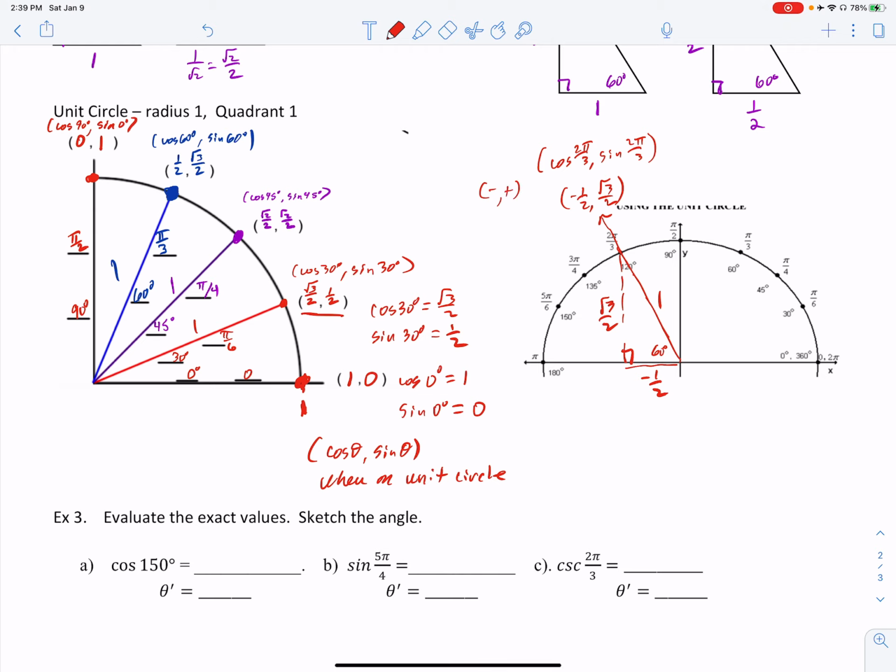So that is why cosine comes out negative, because it's adjacent, it's x, and x is negative in quadrant 2. But sine is positive because sine on the unit circle is the y coordinate, and y is positive in quadrant 2.